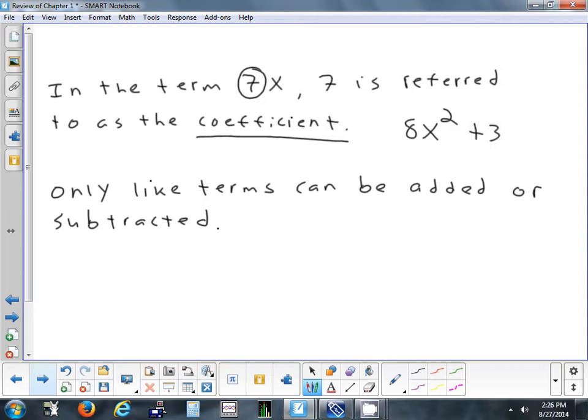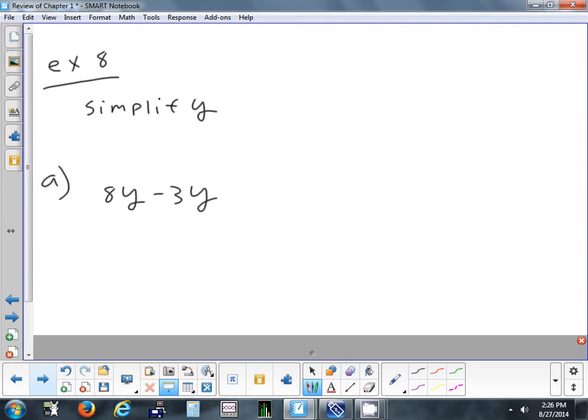If I ask you what the coefficient here is, that's a little confusing. Do you want the coefficient of the first term, or the coefficient of the second term? I could ask for both. What's the coefficient of the first term? 8. What's the coefficient of the second term? 3. Okay? You guys get the idea of coefficient? I already said this point to you earlier. Like terms, I kind of jumped ahead a little bit, can be added or subtracted. If you don't have like terms, you can't add or subtract them.